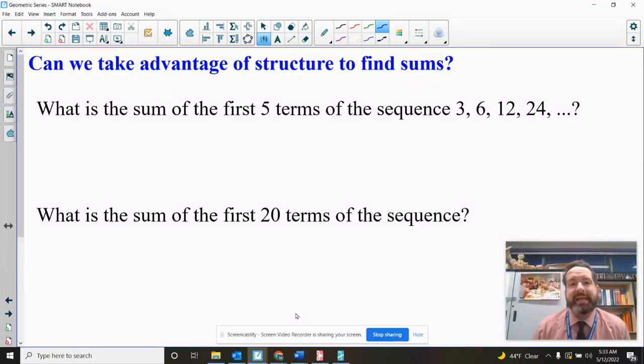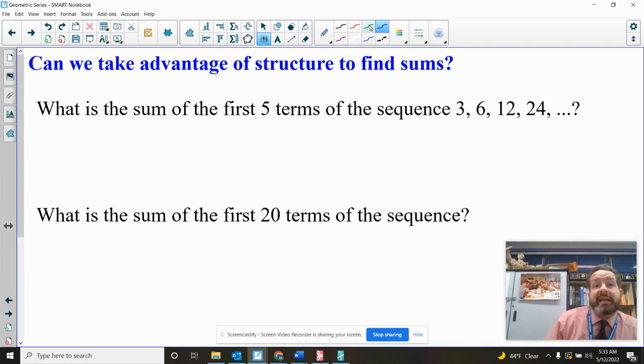With our arithmetic sequences and series, we were able to take advantage of that repeated structure to come up with a formula that saved us a lot of time, some patterns that showed up. Let's see if something similar is going to happen here with our geometric sequences and series. All right, what is the sum of the first 5 terms of the sequence here?